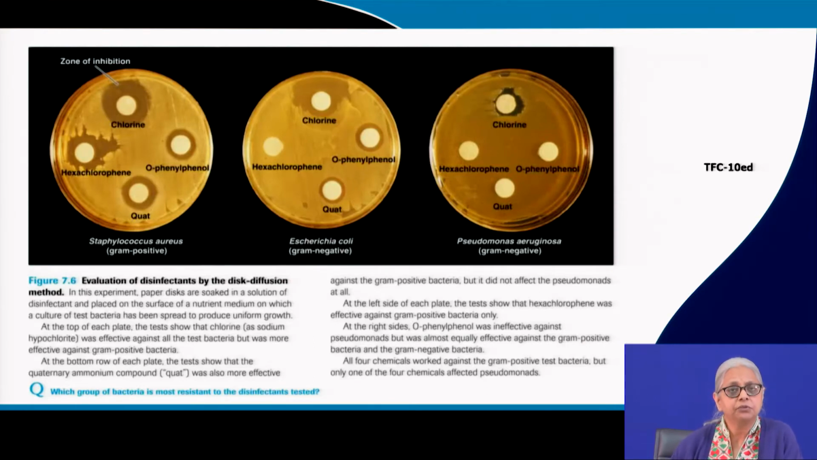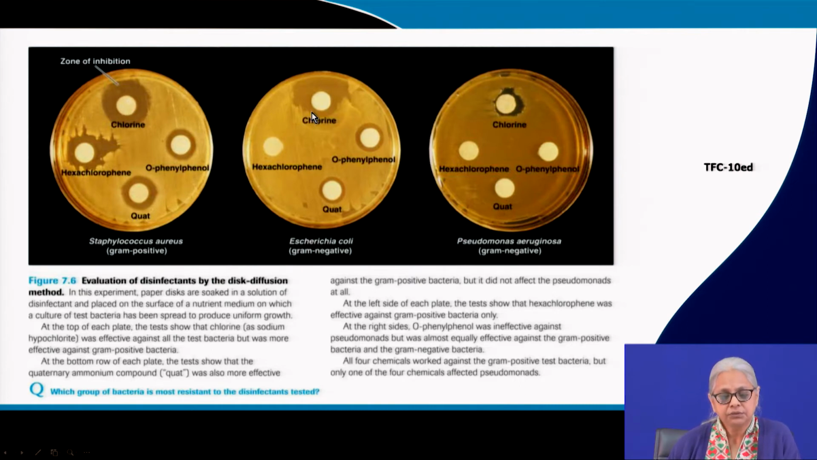So we have 3 different bacteria on these plates: Staphylococcus aureus, Escherichia coli, and Pseudomonas aeruginosa. 4 different disinfectants, or antibiotic agents, have been used. So you have chlorine, hexachlorophene, O-phenylphenol, and quaternary ammonia, or quat. And you can see the results that chlorine is highly effective against Staphylococcus aureus.